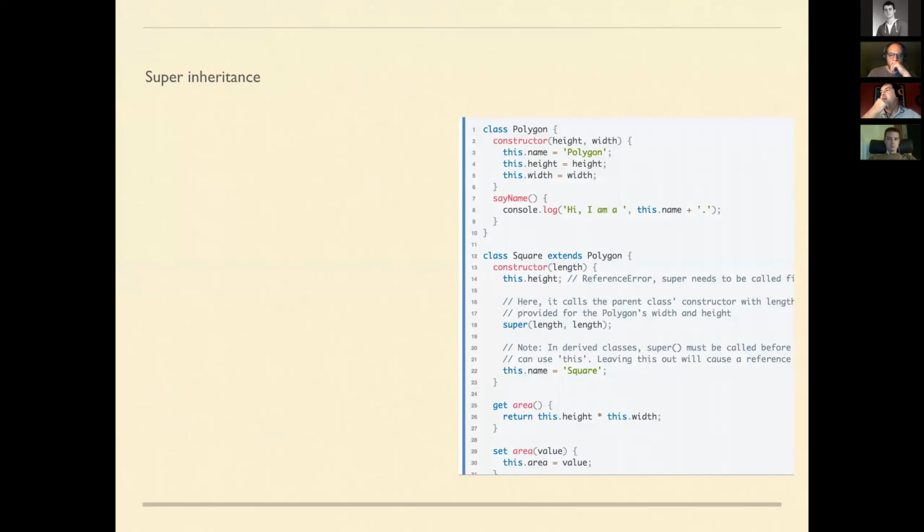Okay, so super inheritance. I got to this a little bit earlier, but I wanted to cover it one more time. So we have a simple example of a class called Polygon. And I think this will be intuitive for everyone because it's just basic math, right? We have a polygon and we have a constructor. And this is just exactly like the initialize method in Ruby, right? So we're saying this.name is polygon, this.height is height, this.width is width. Pretty boring. All right.